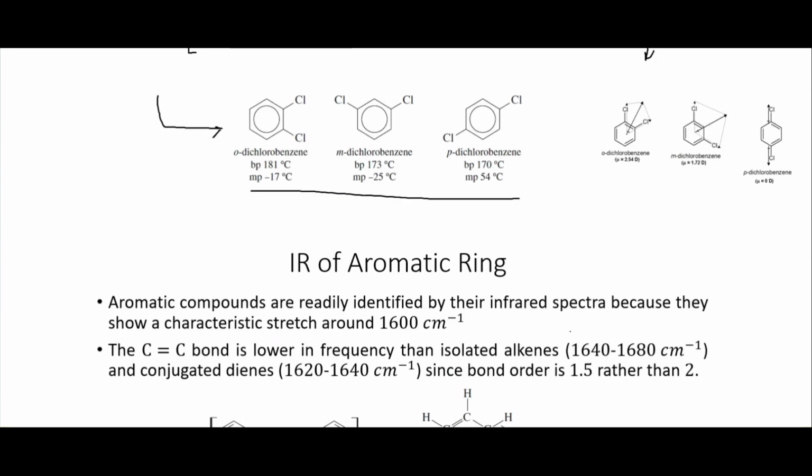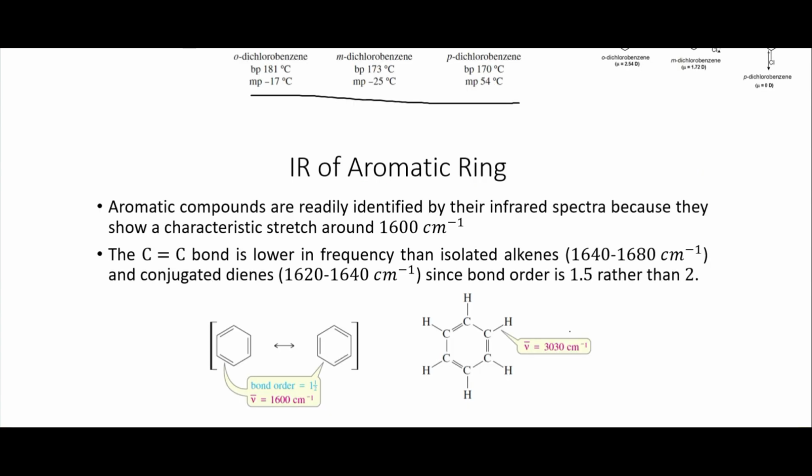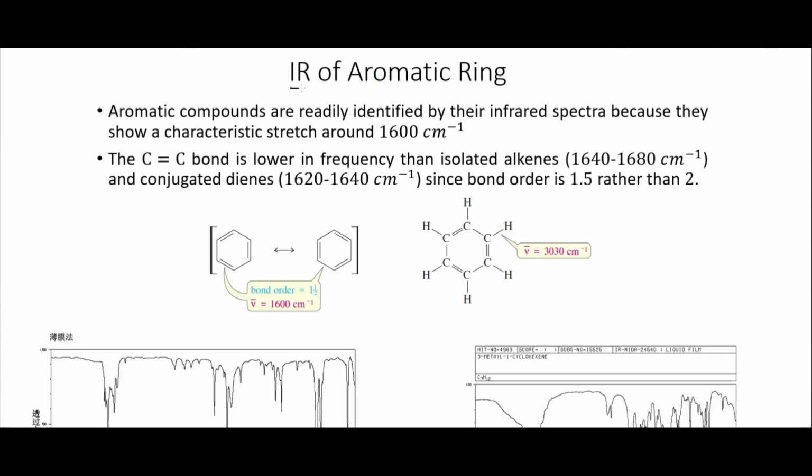And finally, a few important things to think about when we are in the lab. So the IR, the infrared spectroscopy of the aromatic ring. The aromatic compounds are readily identified by having a stretch around 1600 wave numbers. And the C-C bond is lower in frequency than the isolated alkenes, which show up between 1640 and 1680 wave numbers, and just the simple conjugated dienes, which is between 1620 and 1640. And this is because the bond order is 1.5 rather than 2.